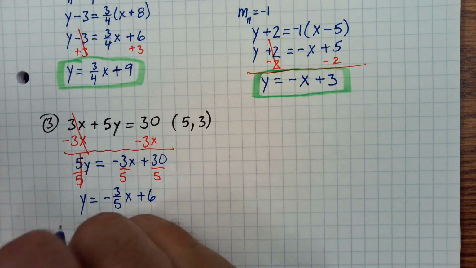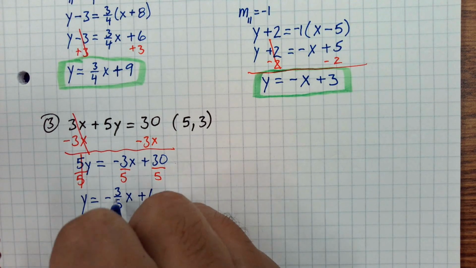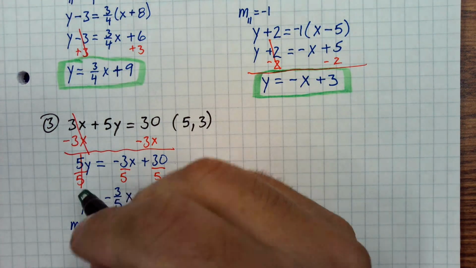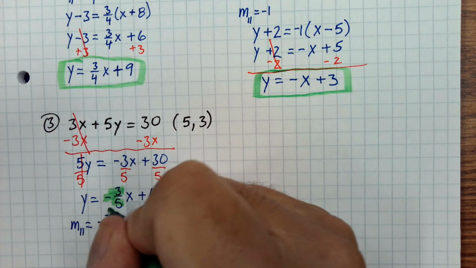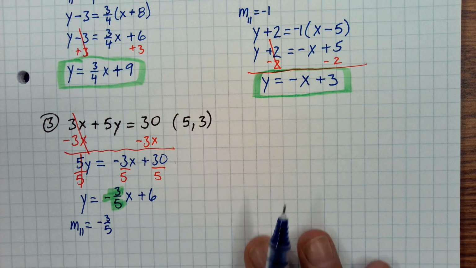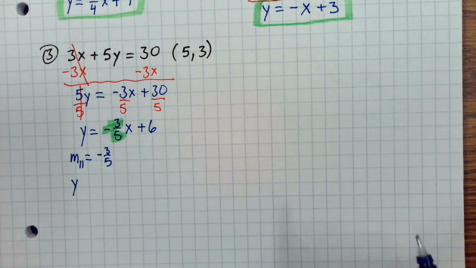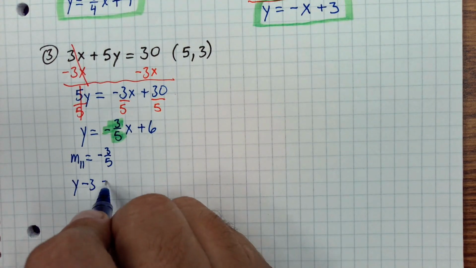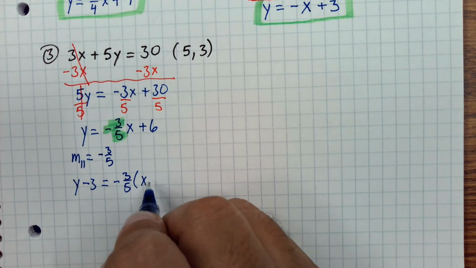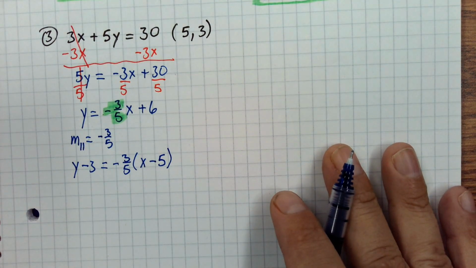So let's run with that. m parallel should be equal to that, so negative 3/5. So use this slope, use that point. Let's plug it in. y minus 3 equals negative 3/5, parentheses, x minus 5. Okay?